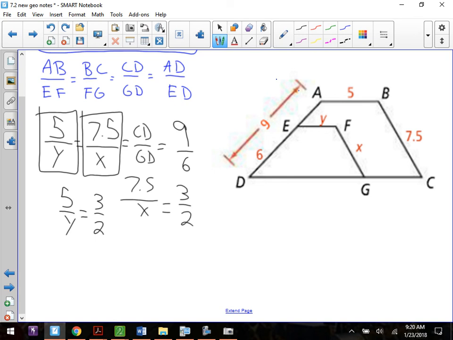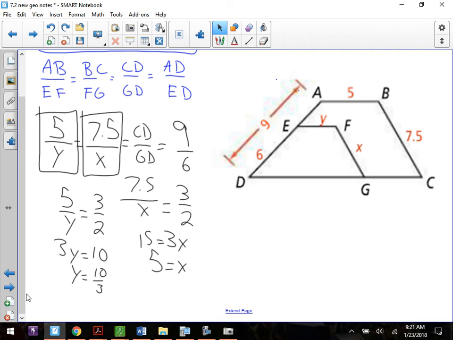Okay. So if I cross multiply that, you get what? 2 times 7.5 is what? 15, I believe. So you get 15 is 3x. Oops. Divide that out, you get x is 1. 3y is 10, so y is 10 over 3. You're done. It works rather cleanly as you get into it.